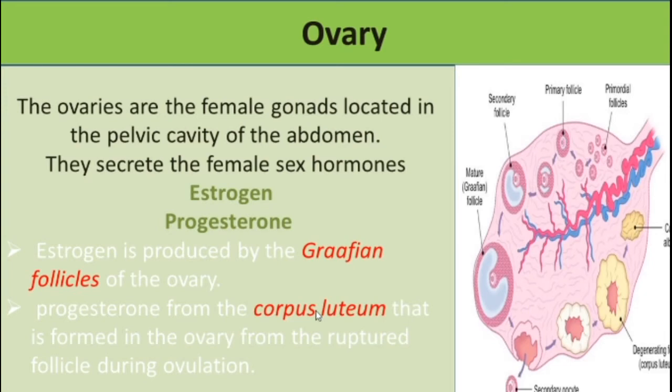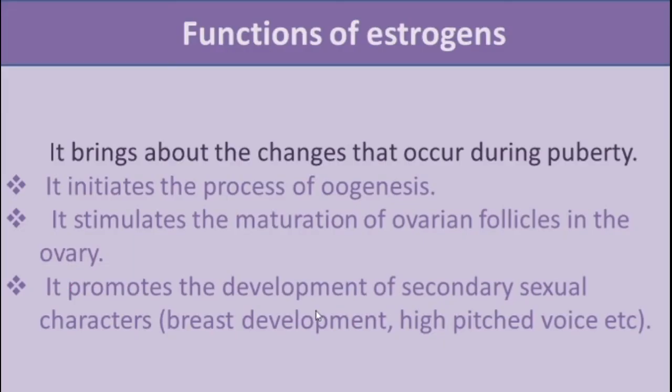So we'll see the functions of the estrogen hormone. The estrogen hormone brings the changes that occur during puberty. Puberty means the age at which one attains sexual maturity. That is puberty.